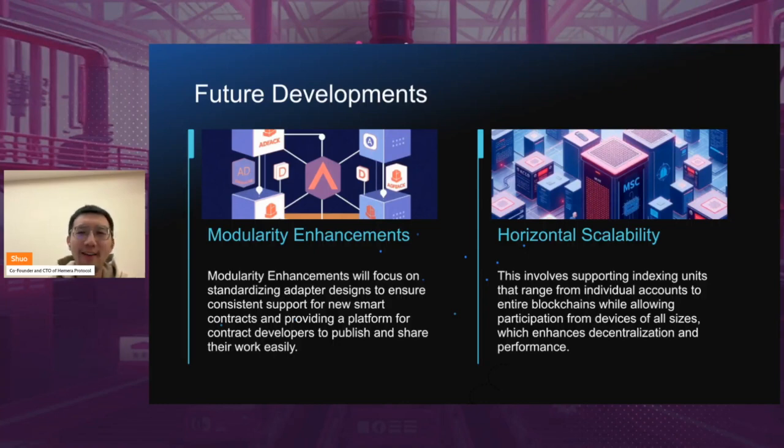On the other hand is performance. You may have also heard of several chains, for example Monad and MegaETH. They claim to be high-performance EVM chains. They will have up to, let's say, 10,000 transactions per second. If that's the case, the indexer will of course need lots of performance optimization. That's another aspect we are working on right now.